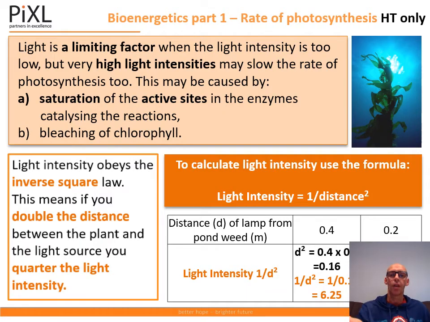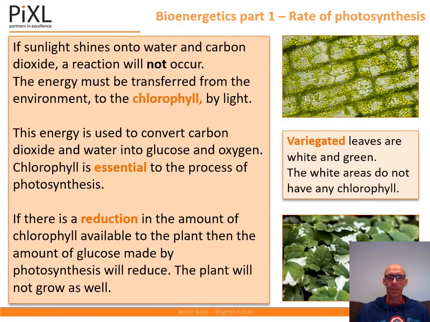So light is a limiting factor. And it's the inverse square law. Oh, it says it there, inverse square law. You double the distance between the plant and the light source, and you quarter the light intensity. So when you go from 10 centimeters to 20 centimeters away, light intensity would go down by 4 times, not just double the distance. So obviously, the brighter the light, the better.